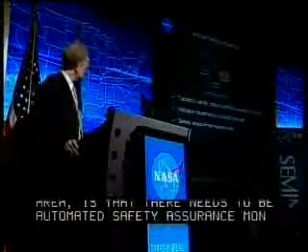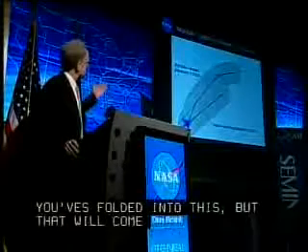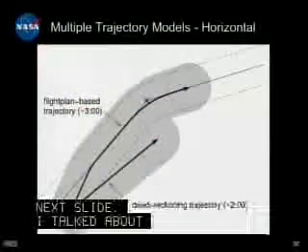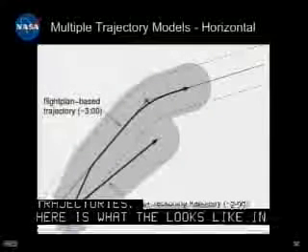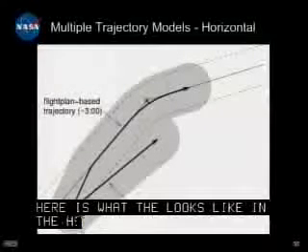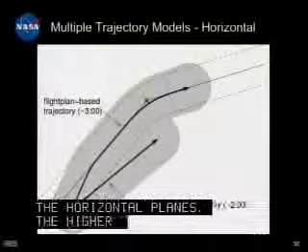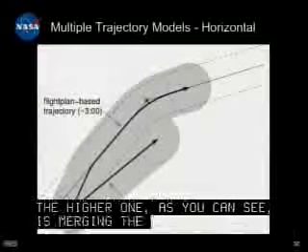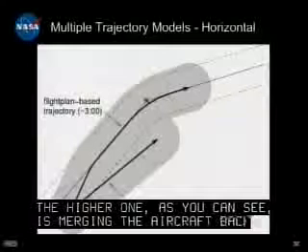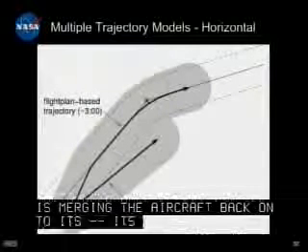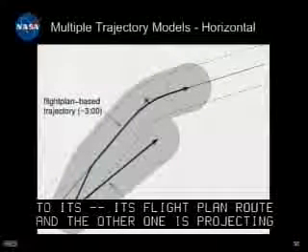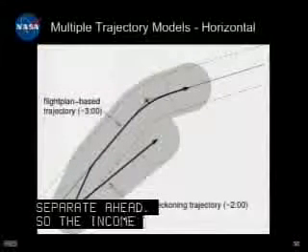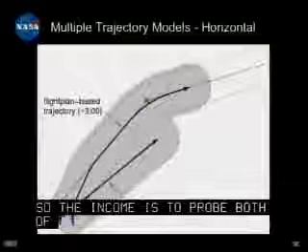Next slide. Okay, so I talked about multiple trajectories. Here's what it looks like in the horizontal plane. The two heavy dark lines are the short-term trajectories for the aircraft. The higher one, as you can see, is merging the aircraft back onto its flight plan route, and the other one is projecting straight ahead. So the idea is we want to be probing both of these trajectories for potential conflict against all other aircraft and their dual trajectories. Next slide.